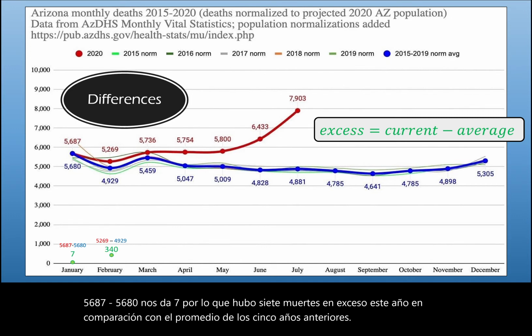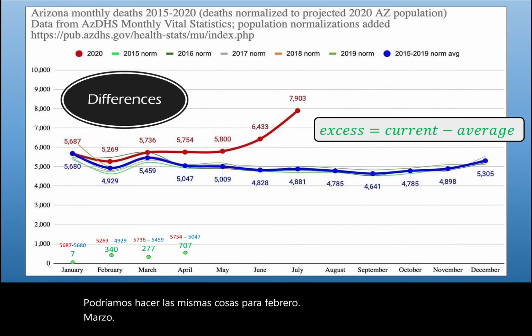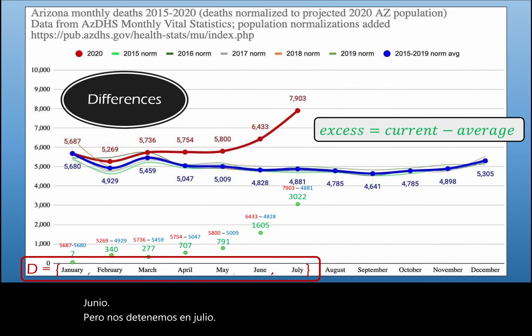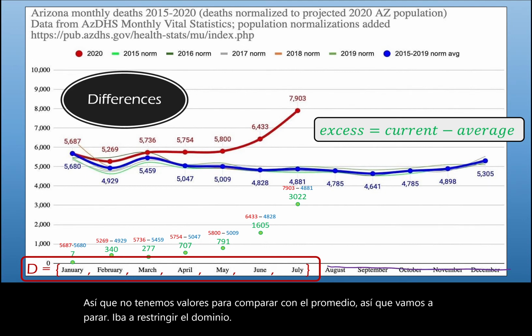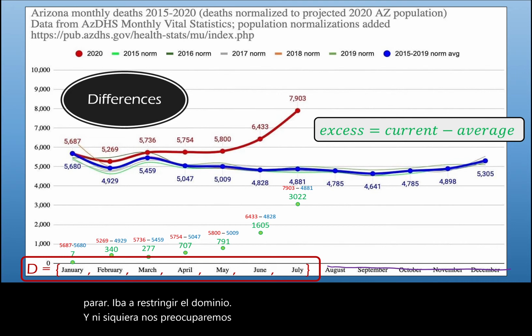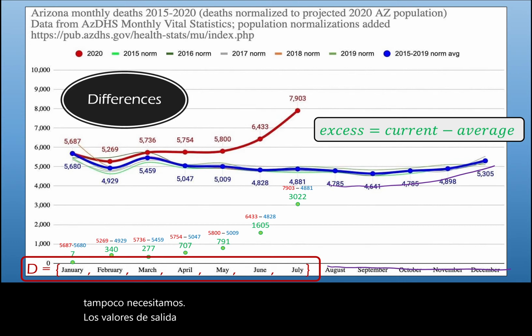We could do the same things for February, March, April, May, June, and July. But we stop at July because the domain of our current year only goes from January to July. So we have no values to compare to the average. So we're going to stop there. We're going to restrict the domain, and we're not even going to worry about August through December, which means we also don't need the output values for the average function that correspond with those months.